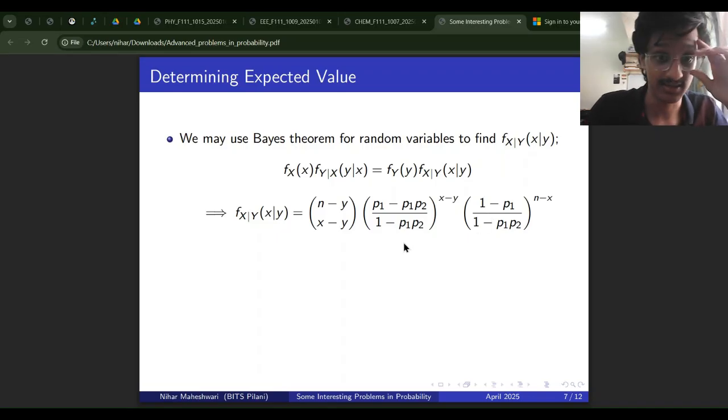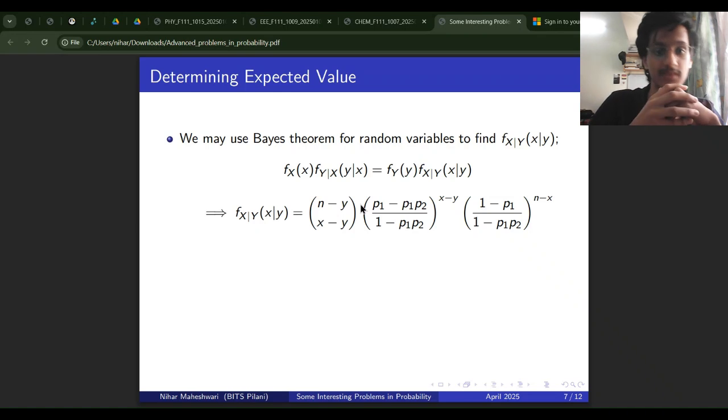And that's very interesting. The second thing you notice here is that the exponent also matches the argument, the x minus y, and n minus x is this n minus y minus of x minus y. So you can see that this is a sort of modified binomial distribution that has been shifted by y with these new probability parameters, with this new parameter p1 minus p1 p2 by 1 minus p1 p2.